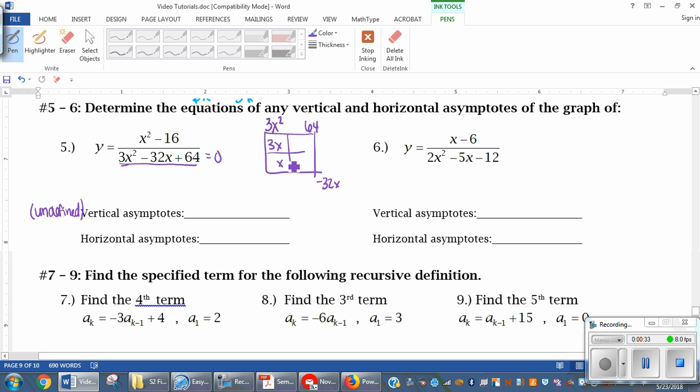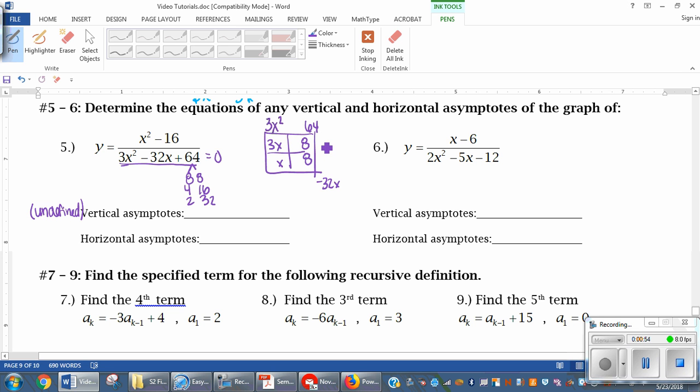So 64, we've got a couple of different factors. We can try 8 times 8. We can try 4 times 16. We can do 2 and 32. So we have to kind of play around with it a little bit. I'm going to try 8 and 8 first. I always try to start with the ones that are closest numbers to each other.